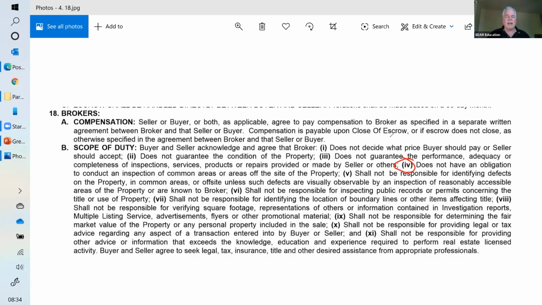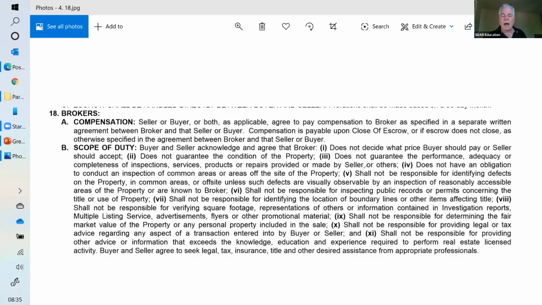Okay, number 4, the broker does not have an obligation to conduct an inspection of the common areas or areas off the site of the property. That's in your listing agreement, and that's in your buyer representation agreement. Everybody agrees the broker does not have an obligation to go to the common area, make sure the pool's working, make sure the gates work, make sure it's got a childproof fence, all that kind of stuff. Not in my job description. Or off site, I don't have an obligation to go check the storage facility that's a block away. Not going to do it.